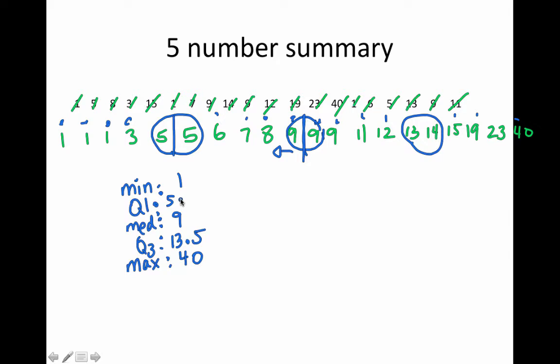So 25% of the data is below 5. Which means 75% of the data is above 5. 50% of the data is below and above the median of 9. And then 75% of the data is below 13.5. 25% of it is above it.